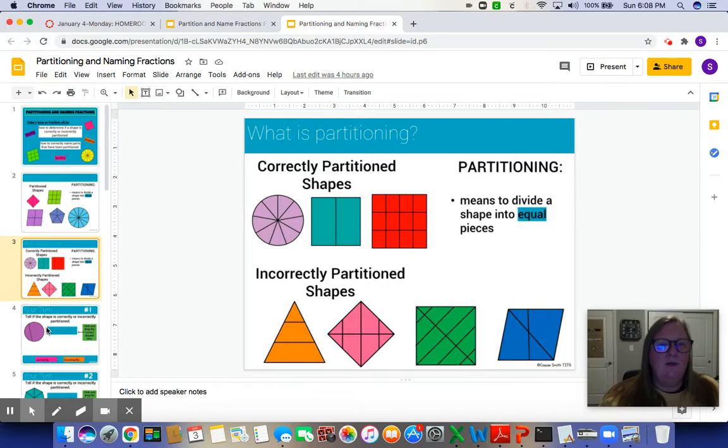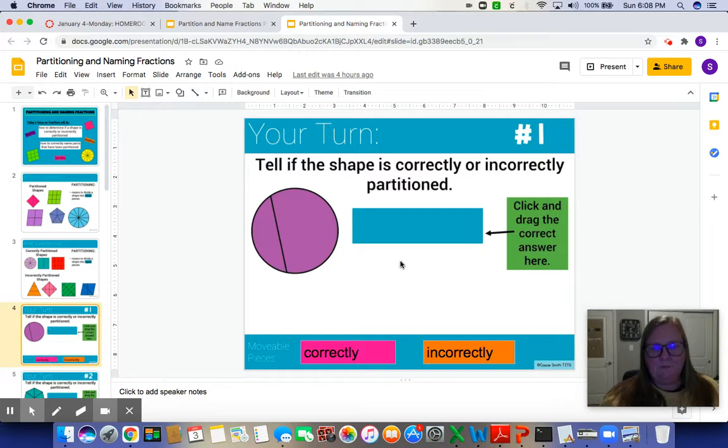So let's do a little bit of practice. You will be doing some of this on your own after you watch this video. It says, tell if the shape is correctly or incorrectly partitioned. Click and drag the correct answer here in this blue box. So it's either going to be correctly partitioned or incorrectly. And remember, to be partitioned correctly, each piece has to be the same shape and size. They have to be equal.